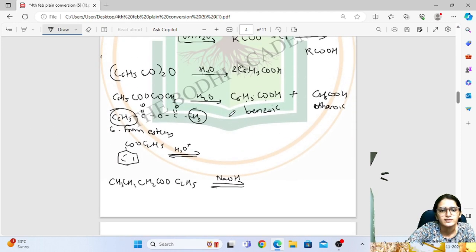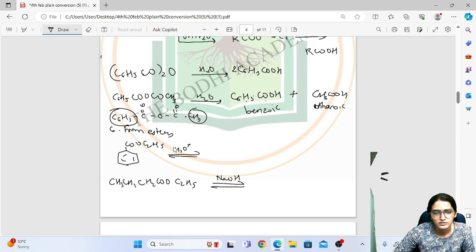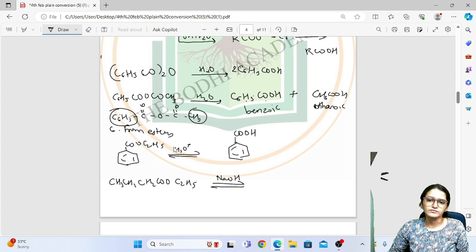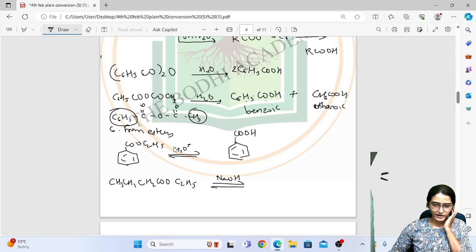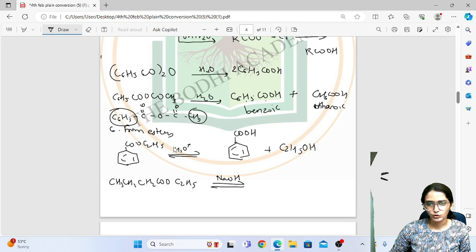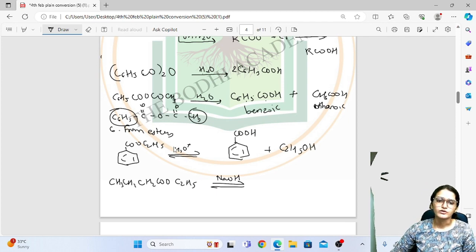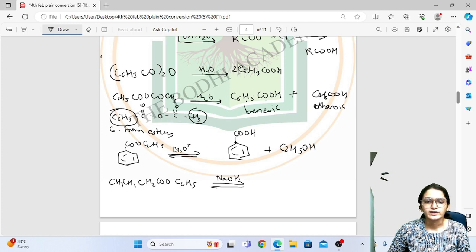Then the last method to prepare the acids is from esters. So esters, if you take and react with the hydronium ion, we directly get the particular carboxylic acid, that is COOH, and the corresponding alcohol, that is C2H5OH, that is formed from this alkyl group. So we are getting benzoic acid along with ethanol.